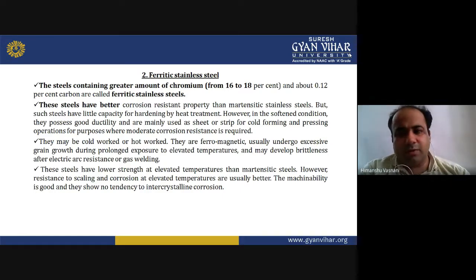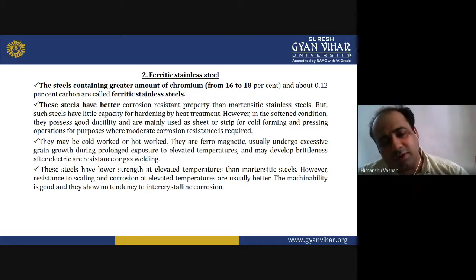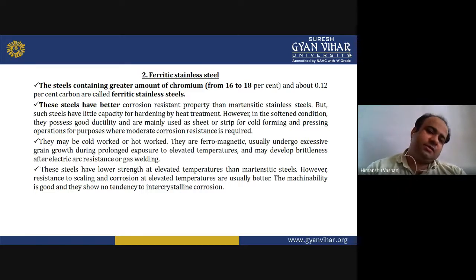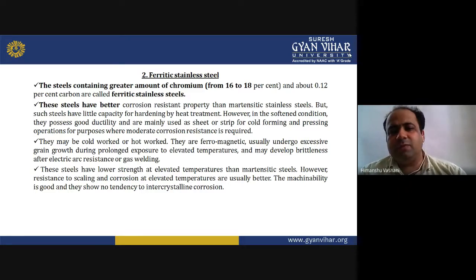So in the softened state, they possess good ductility. In this case they can be used as a sheet or strip for cold forming, and pressing operations can also be done, where moderate corrosion resistance is required. So even in the softened condition, this ferritic stainless steel has its own applications, maybe in the form of sheet, strip, or any pressing operation or coining, where moderate corrosion resistance is required.